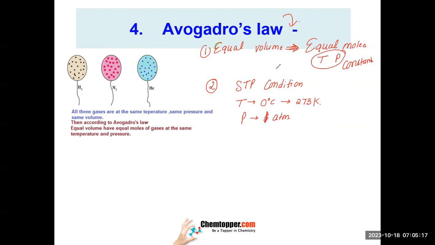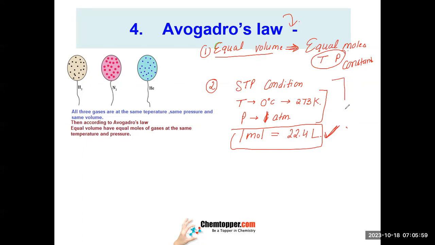Now, equal volumes have equal moles at constant temperature and pressure. If I say there are two gases at STP, it means temperature and pressure are same for both the gases. Then there is one more condition: at STP, 1 mole of any gas is 22.4 liters. This is the major thing. Are you understanding this condition, children?